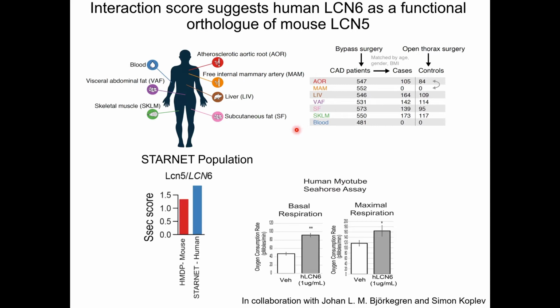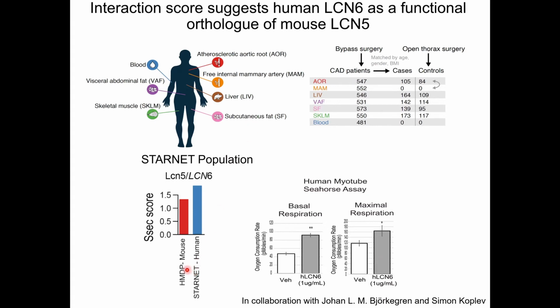So we got very excited about lipocalin 5, and we asked, okay, what's the human lipocalin 5? And surely enough, there's no human lipocalin 5, or at least not annotated. But this is what I was talking about, where now we can go with human data sets where we have matched similar sample sizes. This is a beautiful data set generated by Johan Bjorkegren, where you have various tissues across a few hundred individuals, and they're RNA sequenced and genotyped.